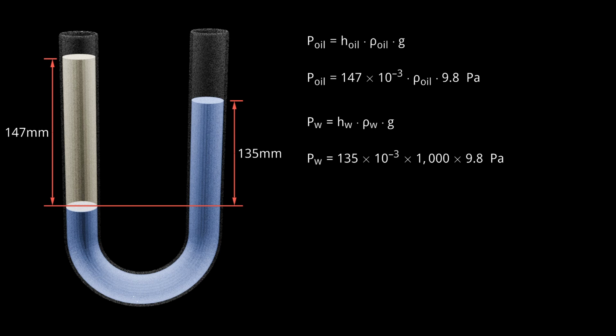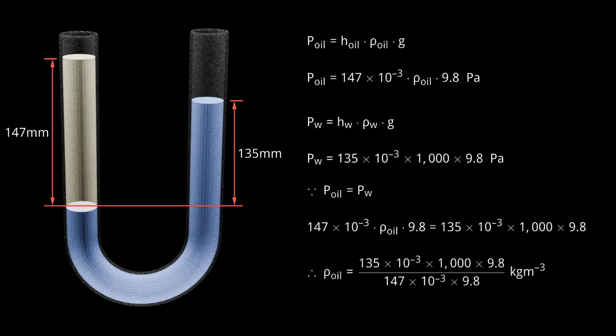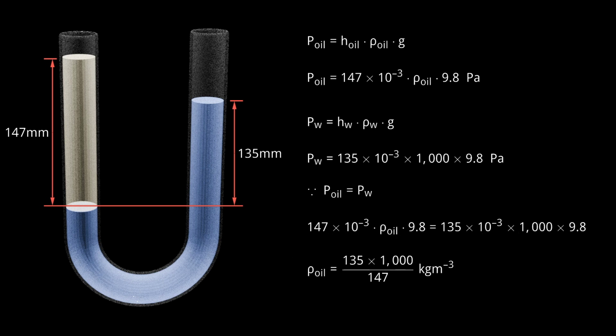Now, because the pressures along the horizontal line through the interface must be equal, we can set the two pressure expressions equal to each other. Now we simply solve for the density of the oil by rearranging the equation. This gives the density of the oil as 918 kilograms per cubic meter. In the next video, we'll look at more examples like this. But for now, let's turn our attention to understanding Pascal's principle.